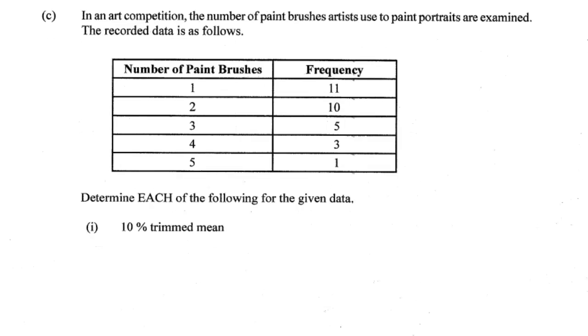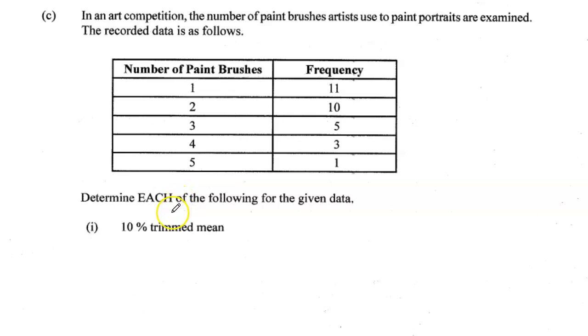Part C. In an art competition, the number of paintbrushes artists use to paint portraits are examined. The recorded data is as follows. 11 artists use 1 paintbrush, 10 artists use 2 paintbrushes, and so on. 1 artist uses 5 paintbrushes, and so on. Determine each of the following for the given data.